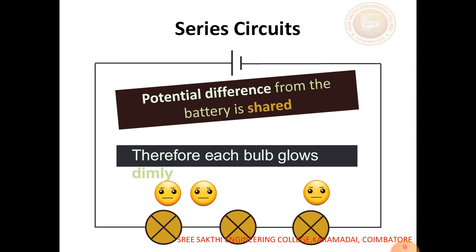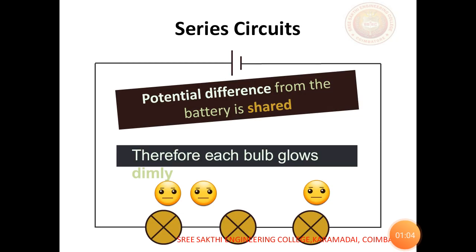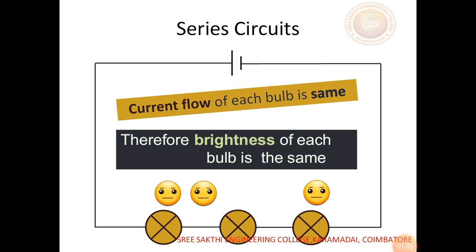And you can see here a battery is connected at the top and the resistors, nothing but the bulbs, are connected in a series manner. So they will not glow that brightly. Here the potential is shared between all the light bulbs. So the current flow for each bulb will be the same, so the brightness will also be the same.